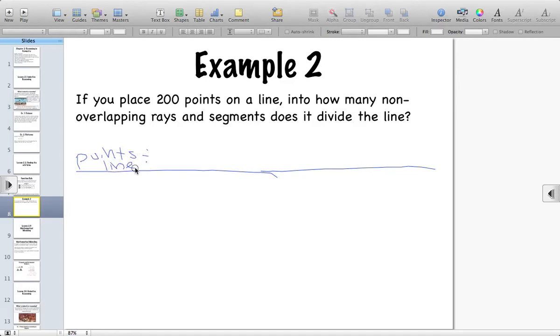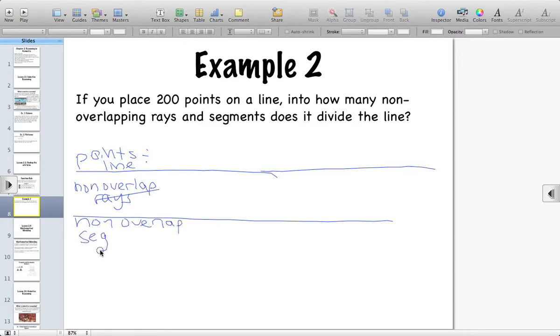Use some shorthand here. That's supposed to be points. There we go. And how many non-overlapping rays, and let's say how many non-overlapping segments. So you can see why your terminology, your vocabulary is going to be important here. And then we want to know the total, because we're figuring out the total of it. So we'll have some addition here. Now let's draw a picture to kind of help us figure out what's going on first.